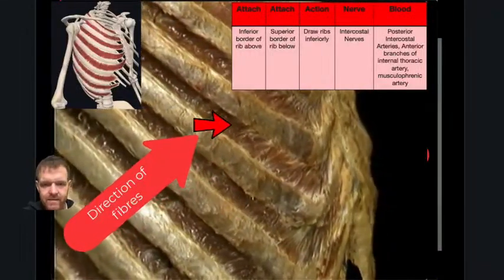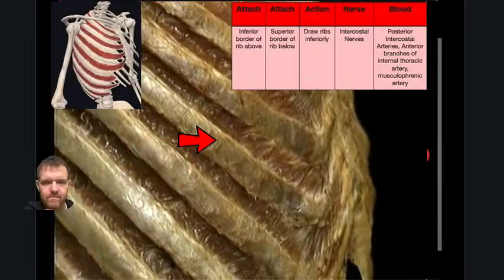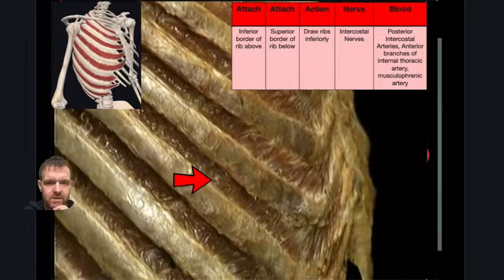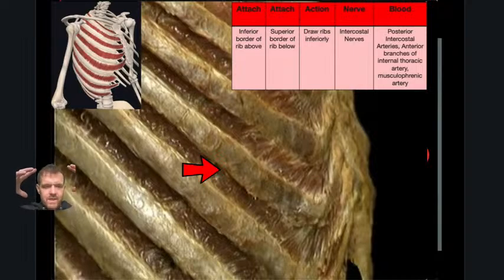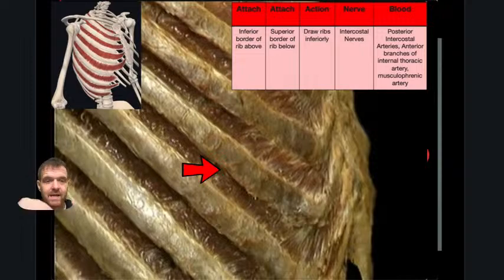And that's the direction of the fibres, because they're going to work in the opposite direction to the external intercostals. So externals are going to help the ribs expand, and then the internal intercostals are going to help the ribs collapse in, if you like. So we've got expansion for breathing in, and collapsing for breathing out. And again, at the same time, the diaphragm is working.